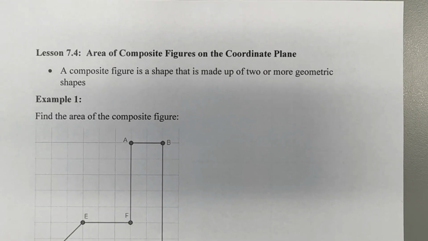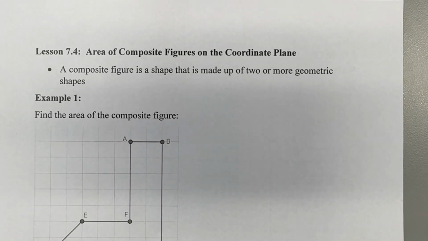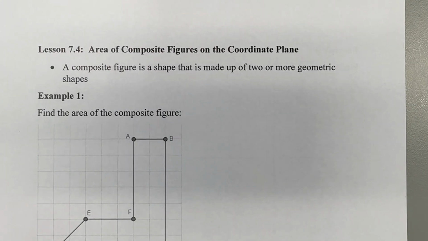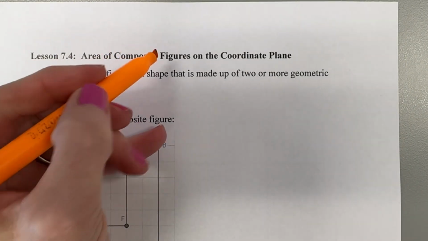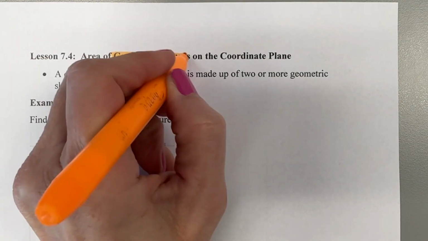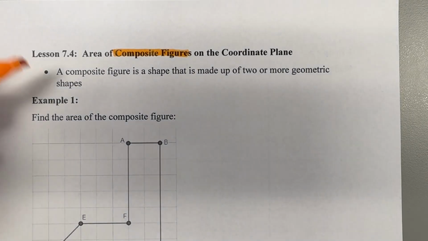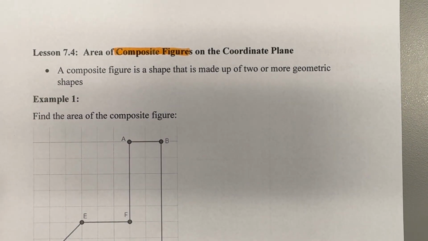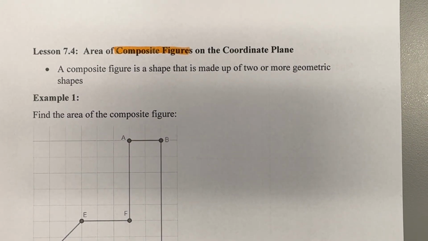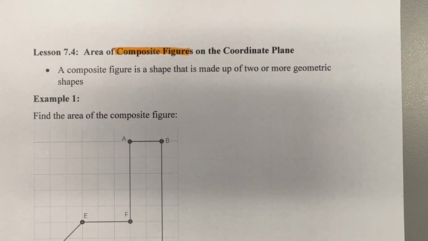Hello, students. Welcome to your video on area of composite figures. That might be a new word. Area of composite figures on the coordinate plane. I'm going to read this first bullet. A composite figure is a shape that is made up of two or more geometric shapes.